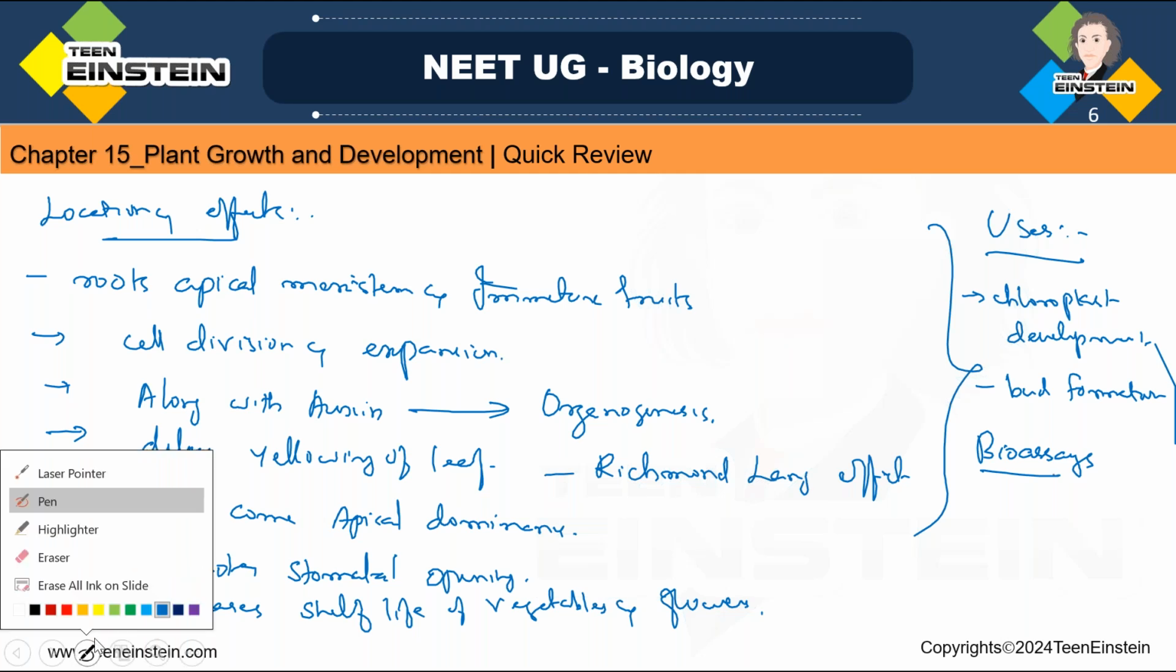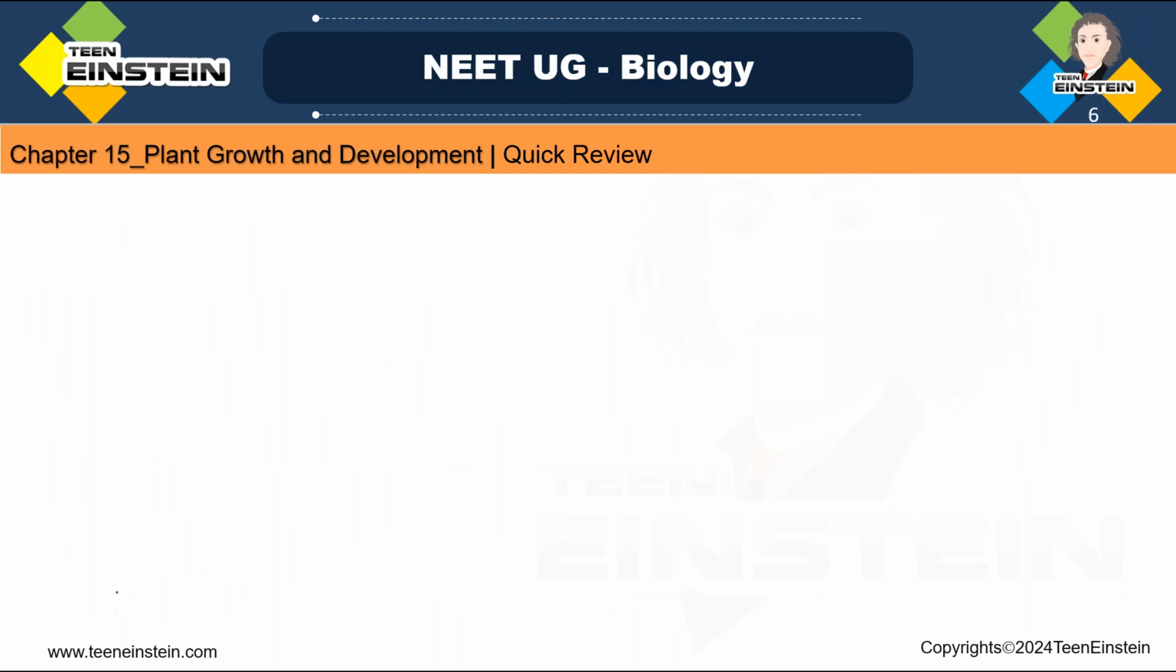Next comes ethylene. So now we have learned about auxin, gibberellin, and cytokinin, which are the growth promoters. Next, about growth inhibitors, which are the substances which perform inhibiting activities. About those we are going to learn. So first we will learn ethylene, which is a growth inhibitor, derived from methionine.